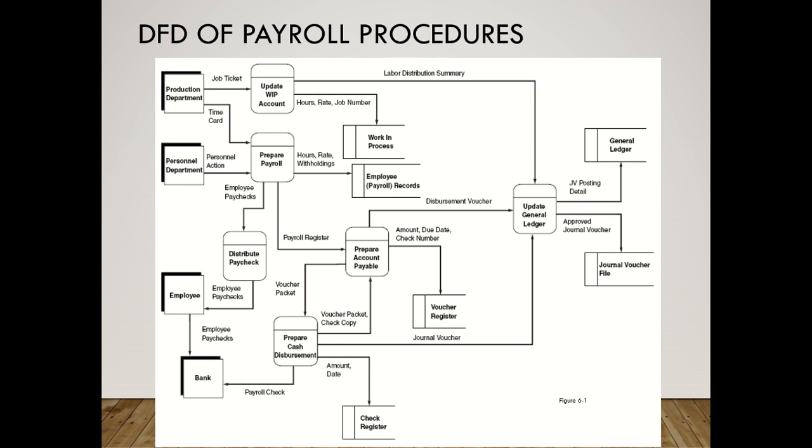We have the personnel, the production, the bank for the payment, and then the disbursements and our general ledger. We will try to discuss again the content of this data flow diagram in our next succeeding slides.